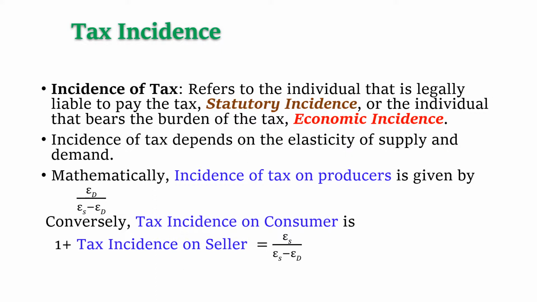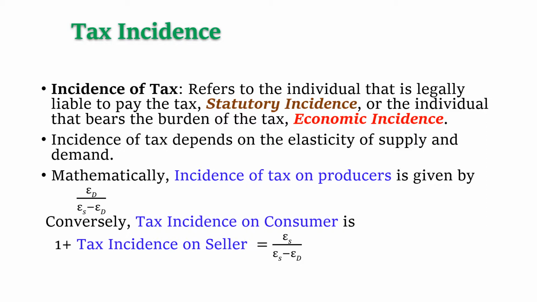Now, that depends on whether the demand is elastic or inelastic. If the demand is inelastic, then the consumers are going to pay more of the burden of tax, because the producer is able to pass on the tax to the consumers. But if the demand is elastic, then the producer is not able to pass a great amount of that burden to the consumers. So the producer is going to pay a greater amount of the tax. He's going to bear a greater amount of the burden.